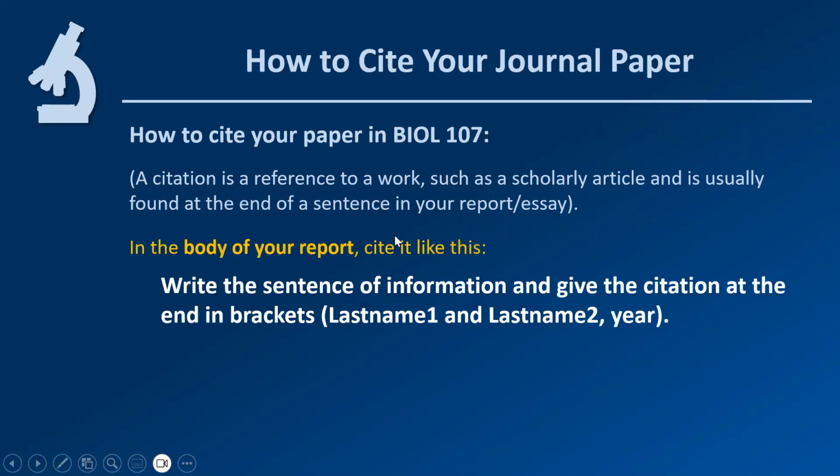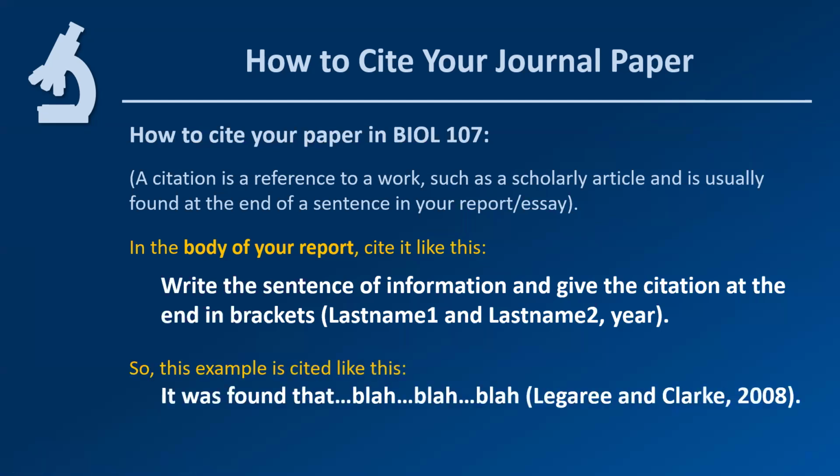So in Biology 107, what we're going to do is put it at the end of that sentence, and it's going to be in round brackets, and it basically includes the last names of the authors followed by the year. For the paper I showed you, here's the example. There's the sentence, and you can see that the authors are Legary and Clark, comma, published in 2008. So notice the period is at the end of that to show that that belongs with the actual sentence.